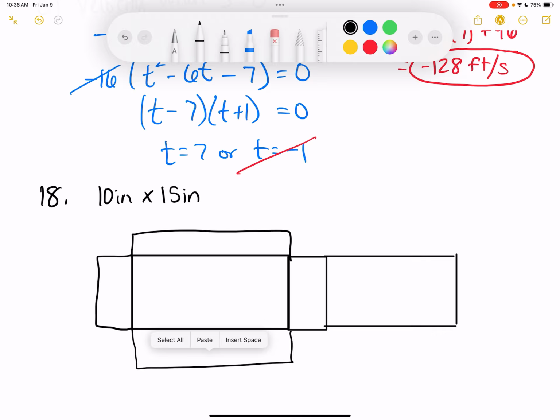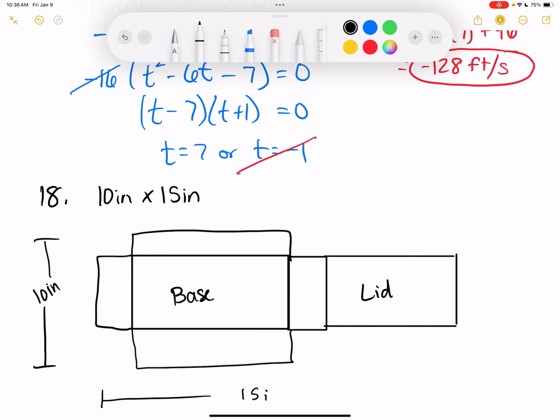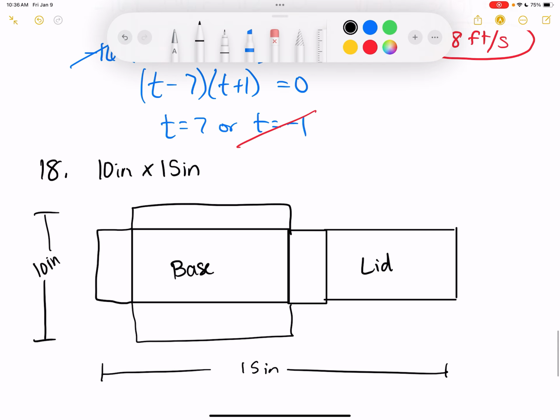So they gave me this, and then they tell me that this is the base and this is the lid. So this is the part that's been cut out, the rectangle that's been cut out from this side, and then this is the squares that have been cut out over here. So this is 10 inches. I love that the picture in the book says not to scale. And then this is 15 inches this way.